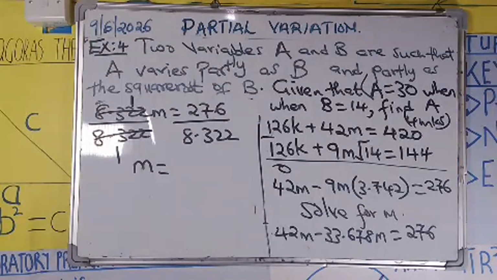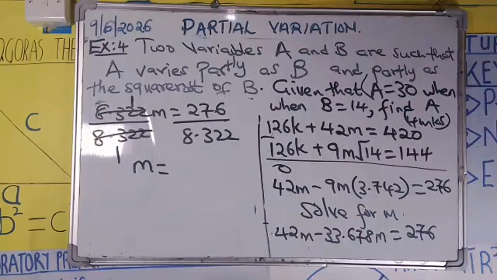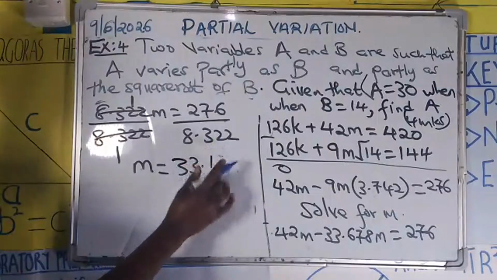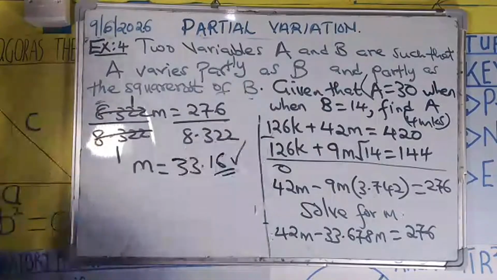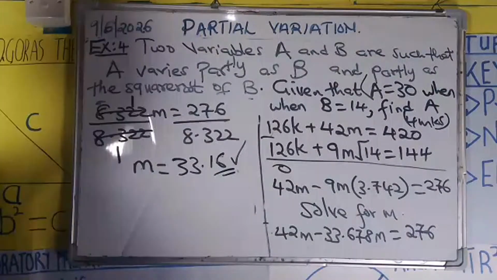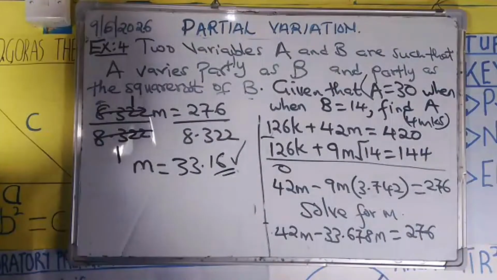Divide by 8.322. That is 33.16. Sasa nitafutie K. Tafutie K sasa.